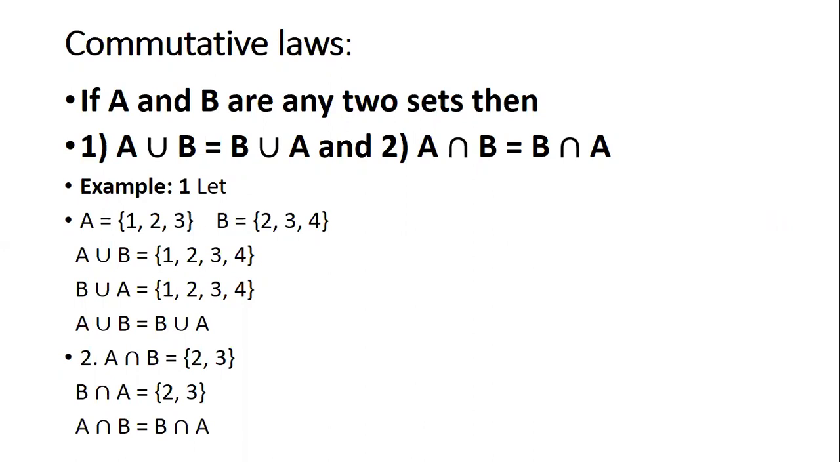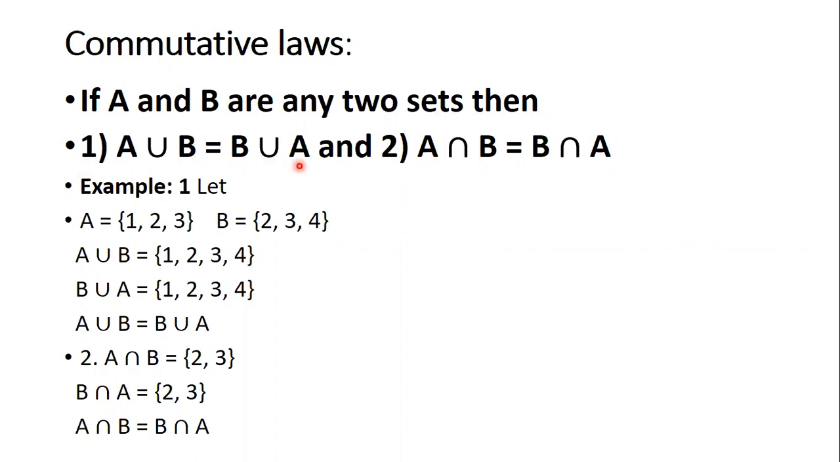Okay, so the first one is the commutative law. Now in the commutative law we have two rules. Laws always have two types of rules: one is for union of sets, another is for intersection of sets. So if A and B are any two sets, then A union B is equal to B union A.